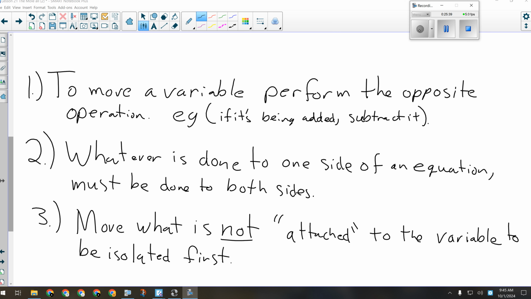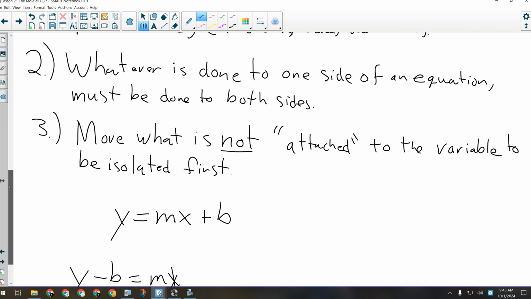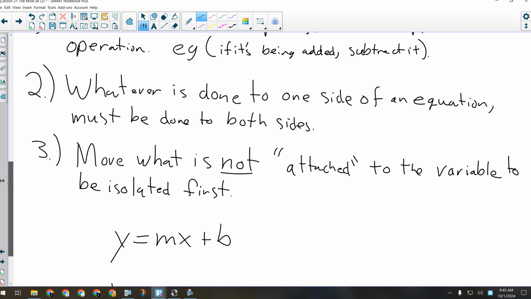It's too simple. But for some of the other equations we deal with, this one will be necessary: move what is not, in quotations, attached to what you are looking for first, or what needs to be isolated first. I'll explain what I mean by that in just a minute. Let's look at an equation like this one that you're going to use in math. If you're in math this semester, you're going to get to this probably pretty quickly. So, y equals m times x plus b.